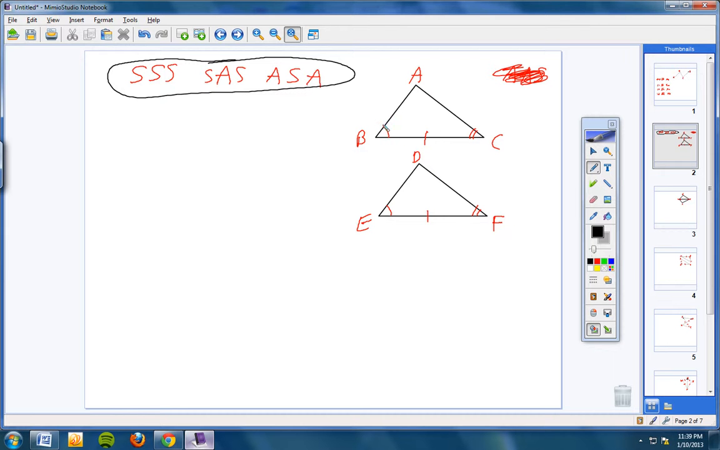Well, yes, we can. Look, we have an angle, then a side, then an angle, congruent to an angle, a side, and an angle. So yes, I can say that triangle ABC is congruent to triangle DEF. Now be careful, write your congruency correctly. Angle A goes with angle D, angle B goes with angle E, and angle C goes with angle F. And we can state that by what postulate? Angle, side, angle. All right, let's take a look at number 16.